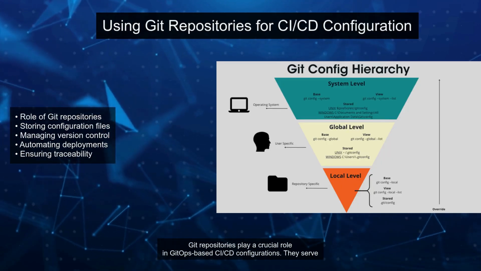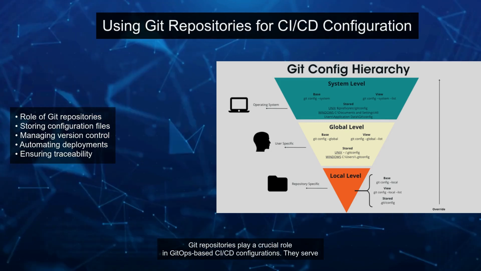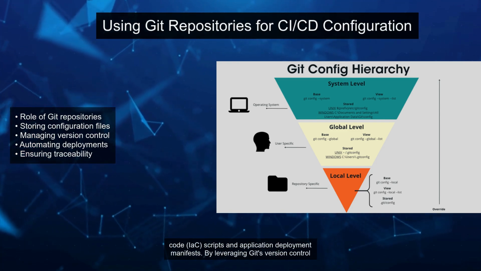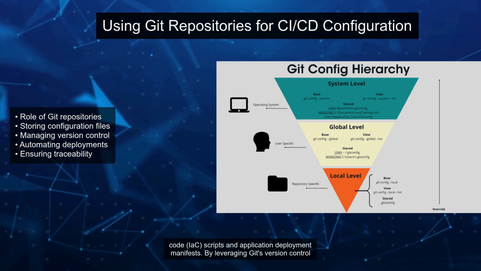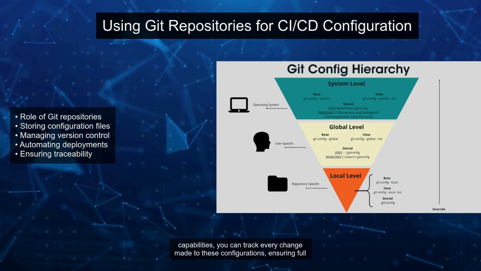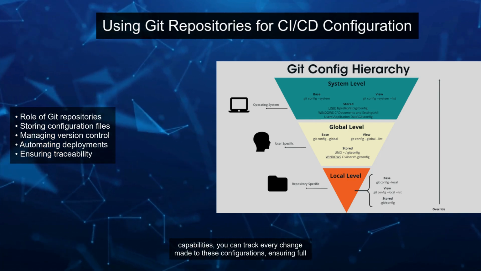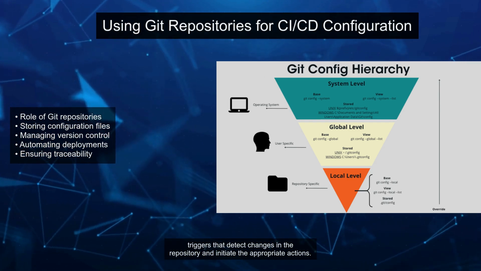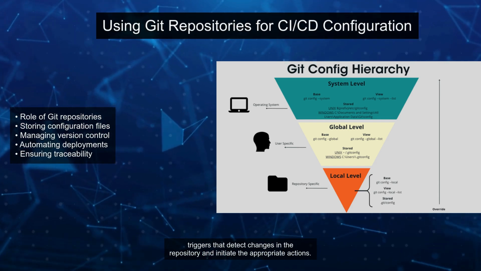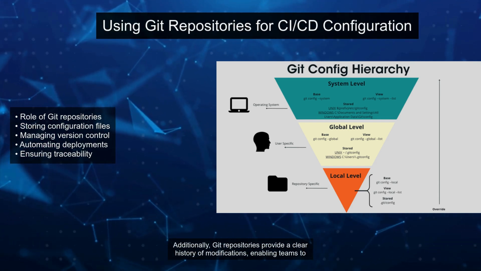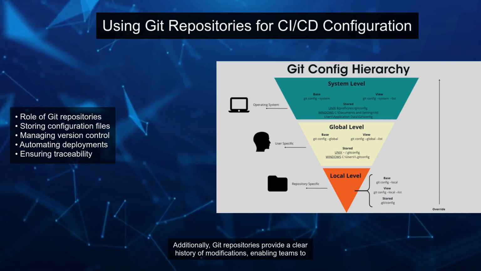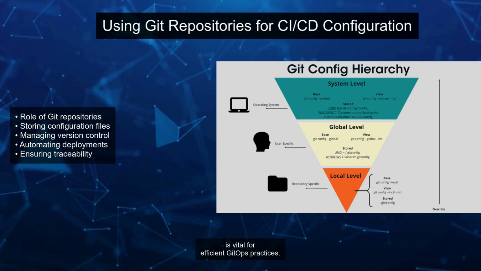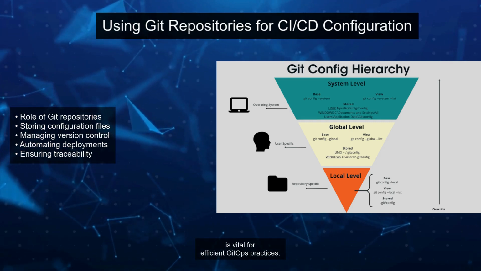Git repositories play a crucial role in GitOps-based CI/CD configurations. They serve as the central hub for storing all configuration files, including infrastructure as code, IaC, scripts, and application deployment manifests. By leveraging Git's version control capabilities, you can track every change made to these configurations, ensuring full traceability and accountability. This setup allows you to automate deployments by using triggers that detect changes in the repository and initiate the appropriate actions. Additionally, Git repositories provide a clear history of modifications, enabling teams to understand what changes were made and when. Maintaining a well-organized repository structure is vital for efficient GitOps practices.